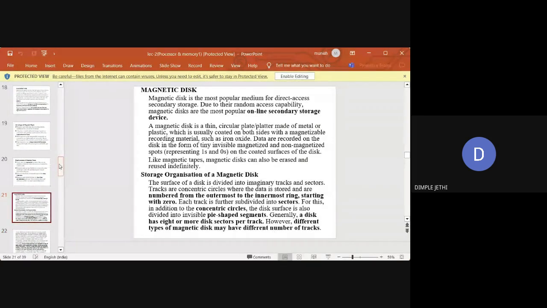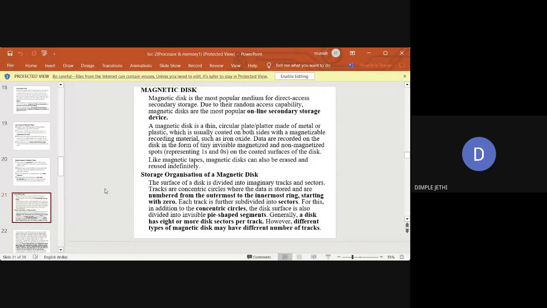Now next is magnetic disk. What is magnetic disk? As I said, your CDs, your hard disk, everything comes under magnetic disk. First of all, they are fast because we can directly access the data we want. We directly go to that place and read that data. We don't need to read all the data one by one to go to the 10th record.